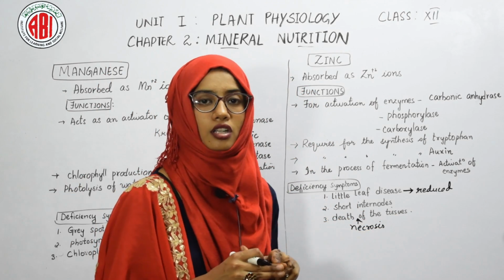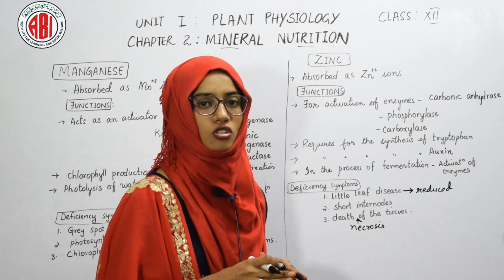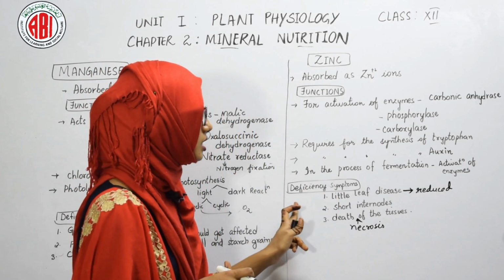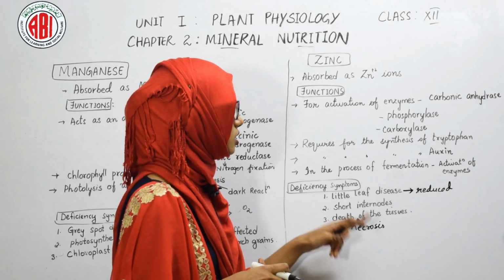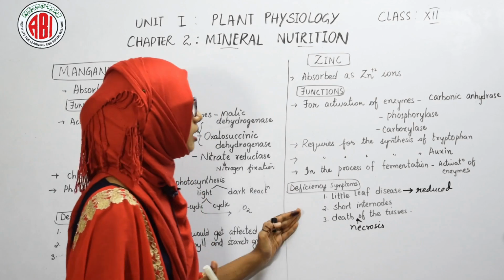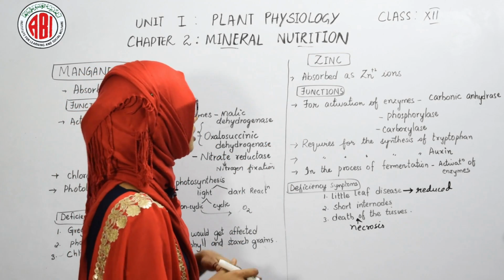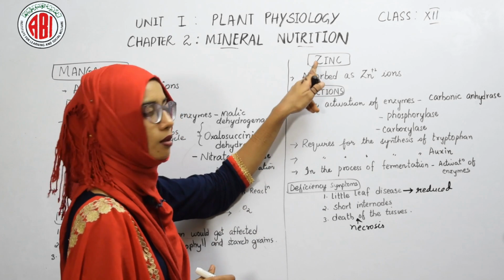When the carbohydrate is not enough for the plant body to carry out some other processes, then it may result in necrosis, where death of the tissues can take place. So these are some of the functions and deficiency symptoms we can see in case of element zinc.